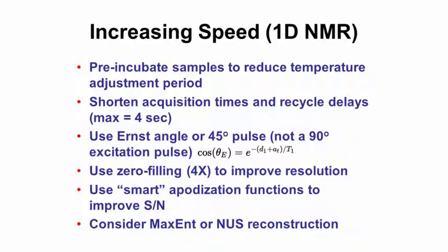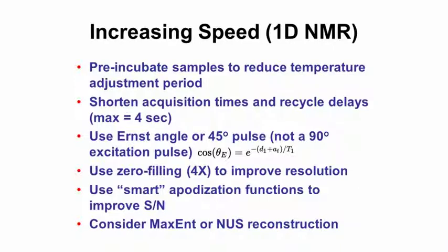Many people who traditionally work in proteins think about using perfect 90-degree pulses, but when you're working with small molecules and you're looking at high throughput, you don't have to do that. You actually can go for things like a 45-degree pulse or an Ernst angle, which allows you to pulse more rapidly, acquire more quickly.